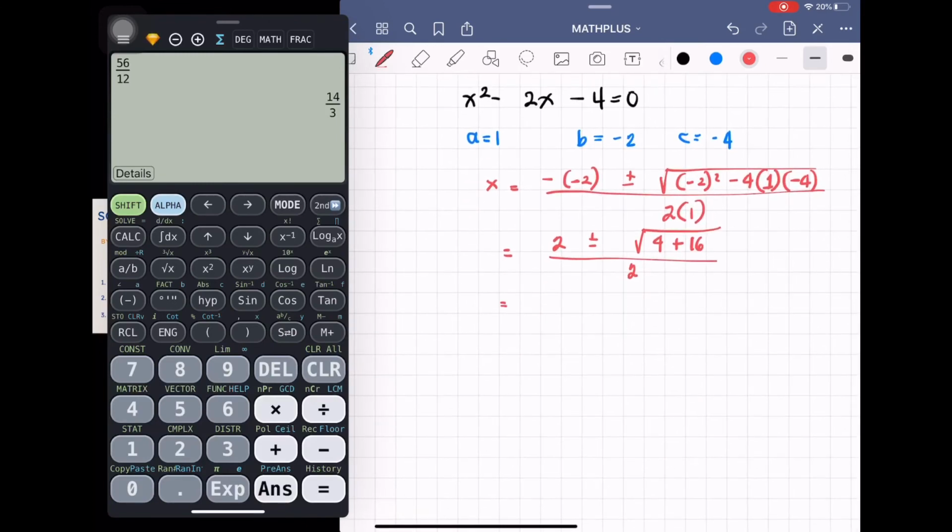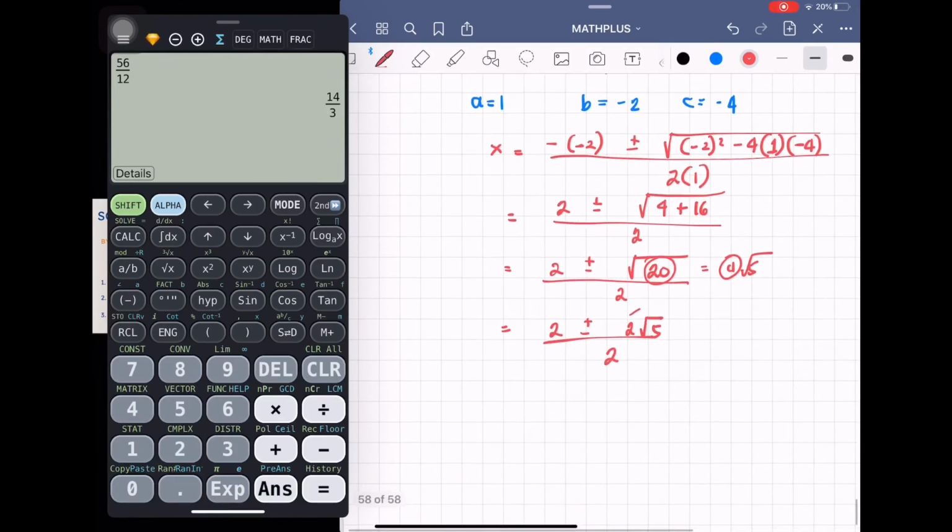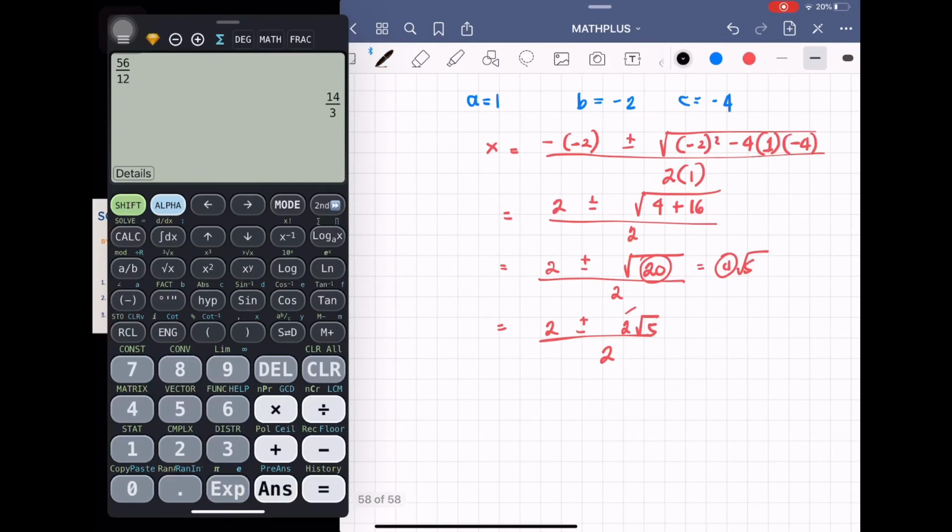So you have here 2 plus or minus the square root of 20, all over 2. And if you simplify this, actually, this is 2 plus or minus 2 square root of 5, right? Because 20 is 4 times 5. So we take the square root of 4, that's 2 square root of 5, all over 2. And that will result to our first root, which is 2 plus 2 square root of 5 over 2, and the second root being 2 minus 2 square root of 5 all over 2.